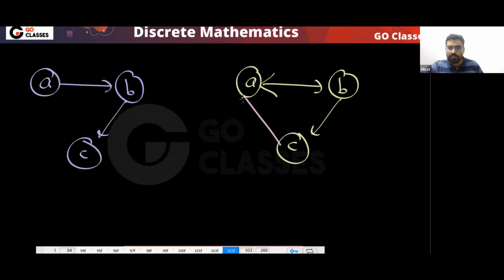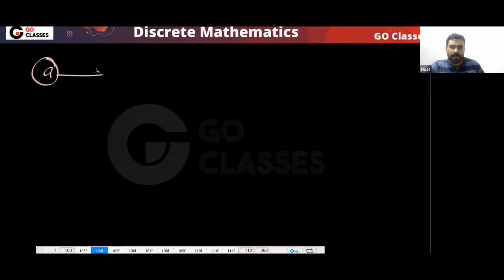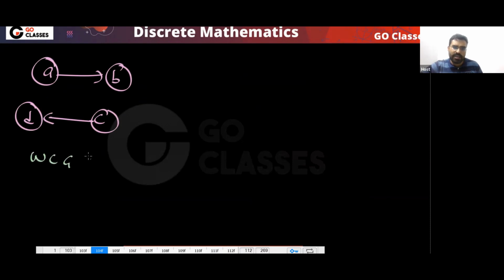Let's see this question. Now tell me. Again, this is not strongly connected. This is weakly connected. This is strongly connected also. This is weakly connected also. Look at this graph. A, B, C, D. What about this graph? This is not weakly connected. Remove the direction. Now you can notice the underlying undirected graph is disconnected.